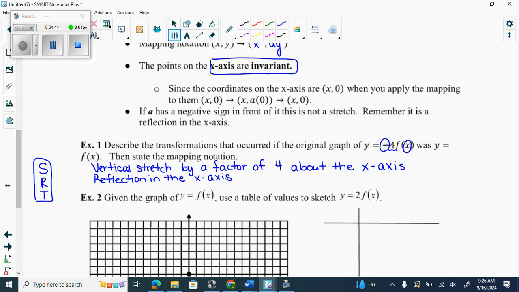Okay, now we have to do mapping notation. (x, y) becomes (x, ...). x stays the same because nothing happened to it. You see that? Translations add and subtract. Stretches and reflections multiply. So what am I going to multiply my y by? Negative 4. It's not tricky. Negative 4. That's it. And if there was a plus 3 at the back, then I'd add 3, because I would go up 3. That's it. It's not trickery.